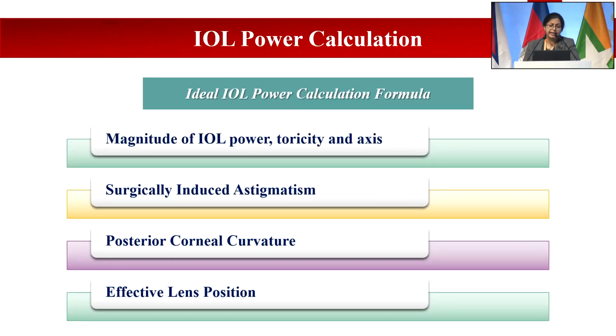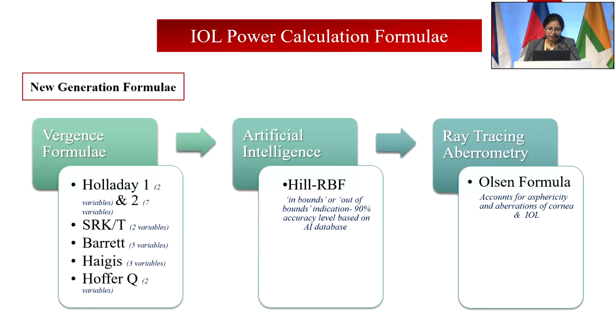So an ideal IOL power calculation formula should give you the magnitude of power, toricity and axis, take into account the surgically induced astigmatism and posterior corneal curvature, and also account for the effective lens position. So the newer generation formulae are to be preferred. We have moved beyond the SRK formula. Newer ones are Holladay, SRK/T, Barrett, Haigis, Hoffer Q.